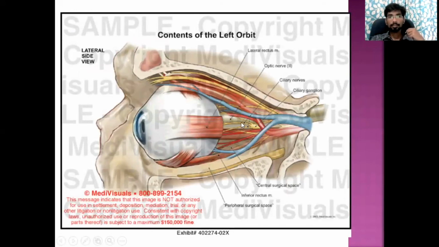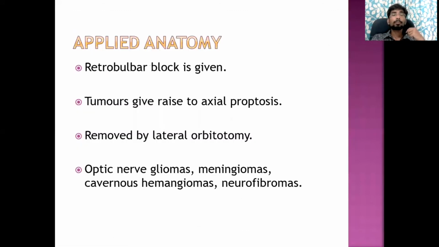These are all the ciliary nerves, recti muscles, and this is the ciliary ganglion. The center one is the optic nerve. Applied anatomy: retrobulbar block is given here. If there is any tumor in the central space, it will give rise to axial proptosis. Common tumors are optic nerve glioma, meningioma, cavernous hemangioma, and neurofibroma.